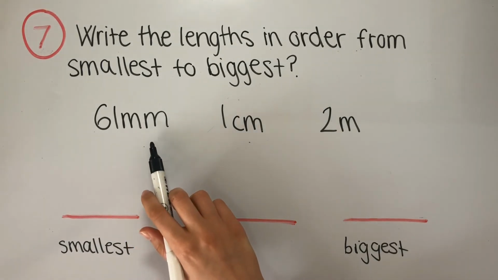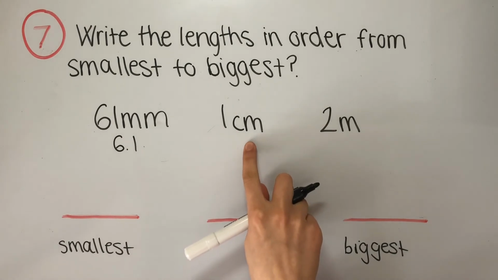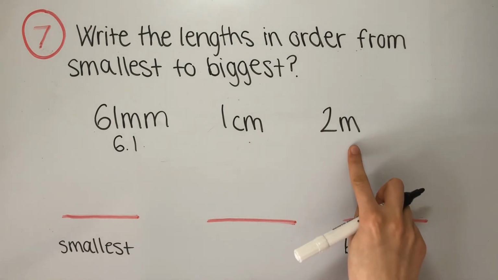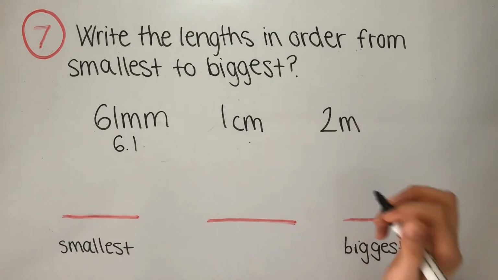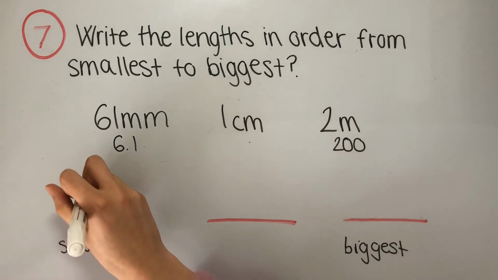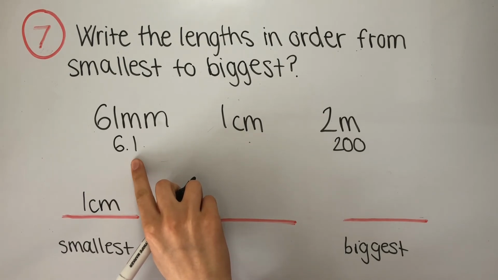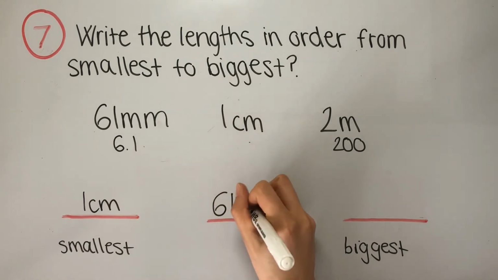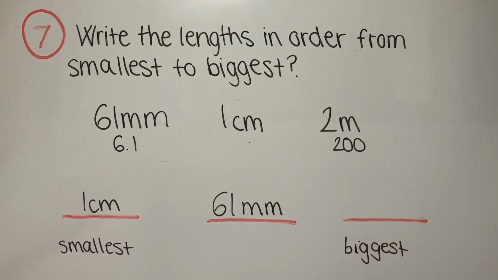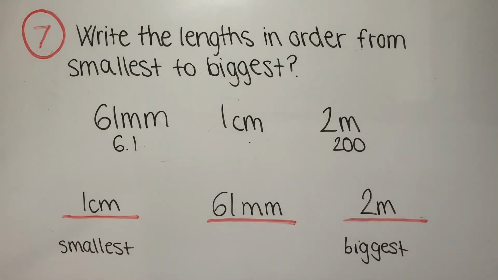So, converting millimetres into centimetres, we're going to divide by 10, which gives us 6.1. Centimetres, we're going to leave as they are. And metres, we're going to times by 100 to get to centimetres, and that gives us 200. We can now see that this one is the smallest, so we're going to write 1 centimetre. Then it's this one, 6.1 centimetres, so 61 millimetres. And the biggest of them all is 200 centimetres, which is 2 metres. This is what your answer should look like.